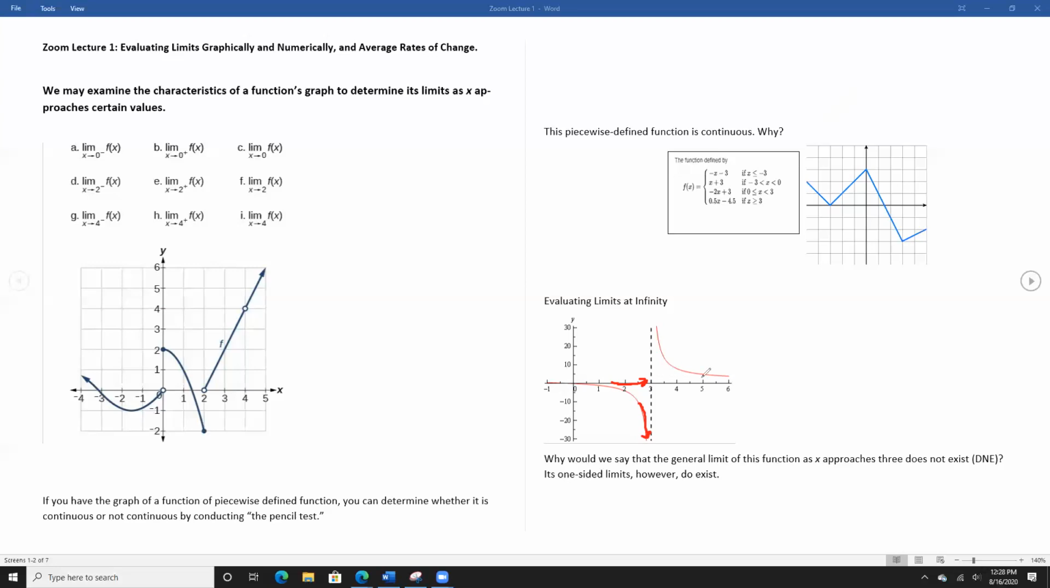But if you are approaching 3 from the right, you're coming in from this direction toward 3 from the right. Notice that y is going up in the positive direction, which is positive infinity. So the limit as you approach 3 from the left is negative infinity, but the limit as you approach 3 from the right is positive infinity. Therefore, the limit itself does not exist.